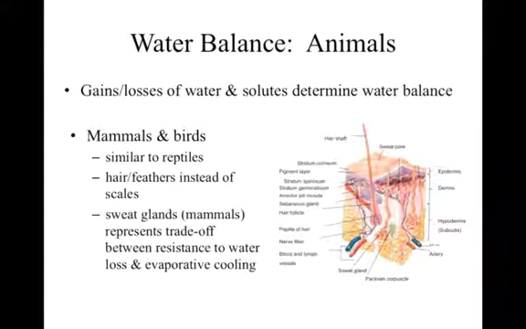Mammals and birds are somewhat in between. They're similar to reptiles, but they have hair and feathers instead of scales. But they do have sweat glands that represent this trade-off between keeping the water in, being resistant to the water, but also losing that water through evaporative cooling. So again, they're maybe not as good as the desert iguana, but they're better than the salamanders.